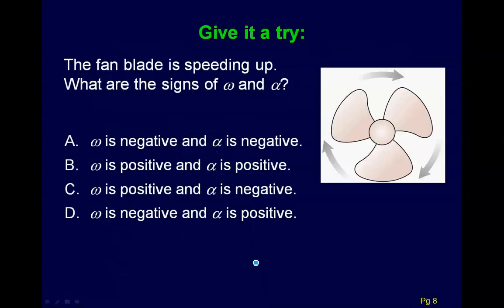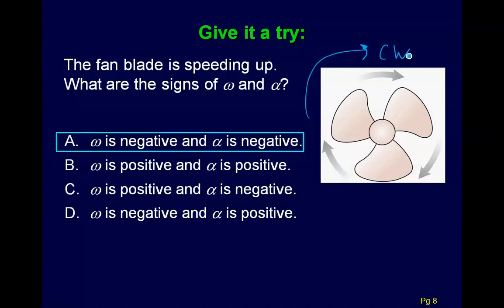So real quick, just a little refresher here. Here we have a fan blade that's rotating in the clockwise direction. We want to know what are the signs of omega and alpha, and assume the fan blade is speeding up. What do you think? All right, hopefully you got that they're both negative. So clockwise is the negative direction, and since it's rotating clockwise, omega will be negative. And it says that it's speeding up, which means the acceleration will be in the same direction as the angular velocity, and so that'll be negative as well.